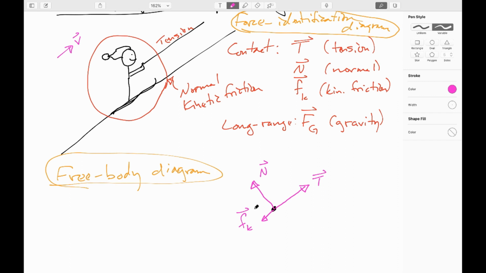And then that just leaves our long-range forces. Well, at the surface of the Earth, gravity always acts down, and by down, I mean straight down. So there we go. We have drawn a free body diagram for our skier. And then when we get to looking at Newton's laws of motion, we'll find that this is very helpful for figuring out how the skier is going to accelerate, or if the skier is going to accelerate for that matter.